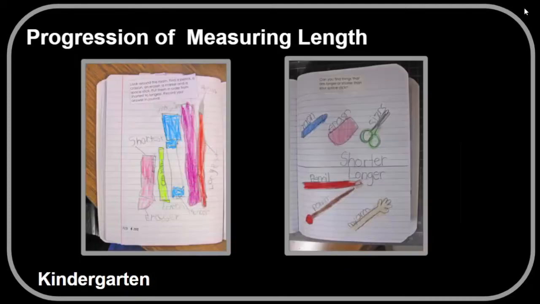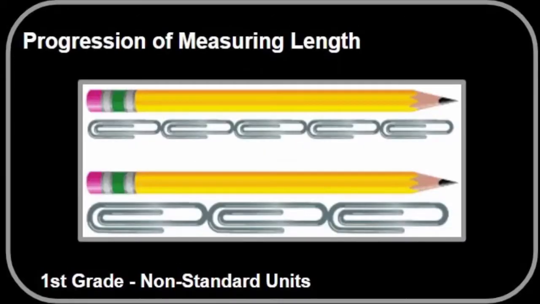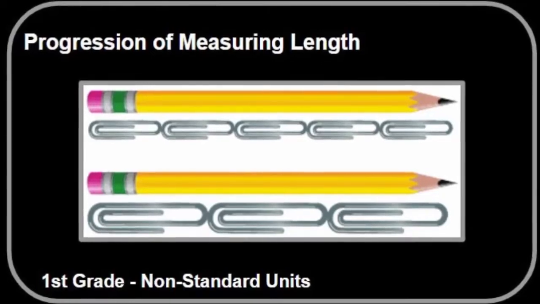They focus on determining which object is shorter or longer without using specific measurement tools. First grade students then begin to measure items with non-standard units such as blocks, paper clips, hand spans, and feet. They focus on using same-size units while measuring from end to end with no gaps or overlaps.